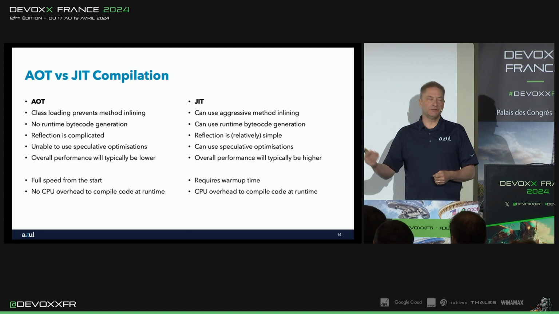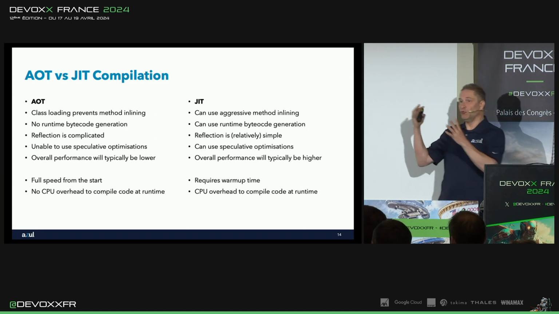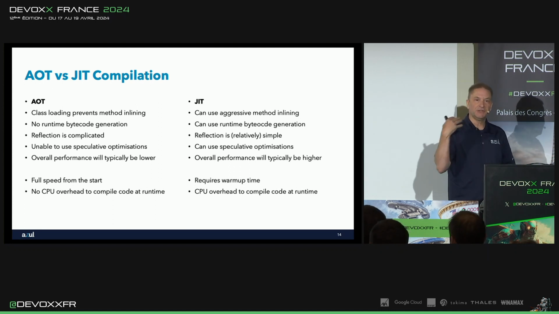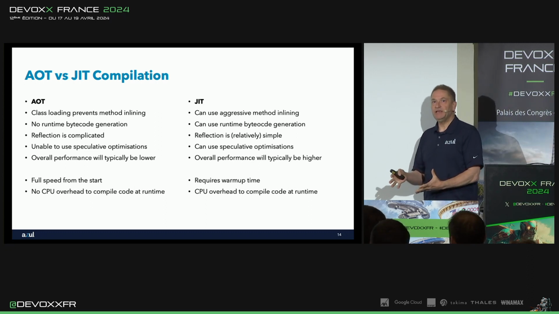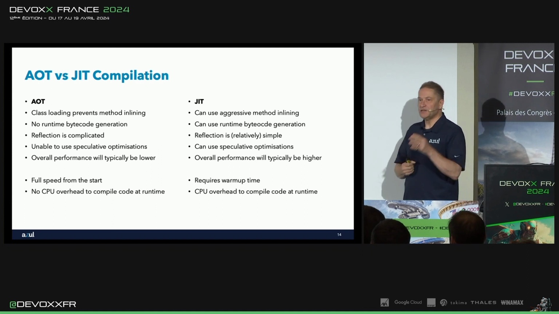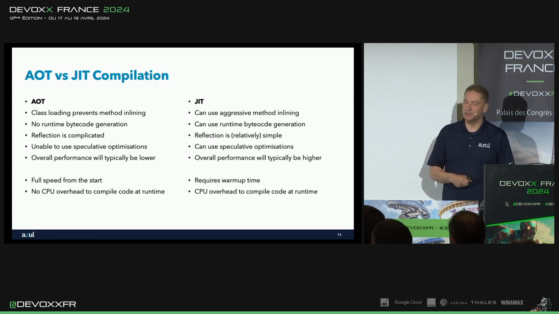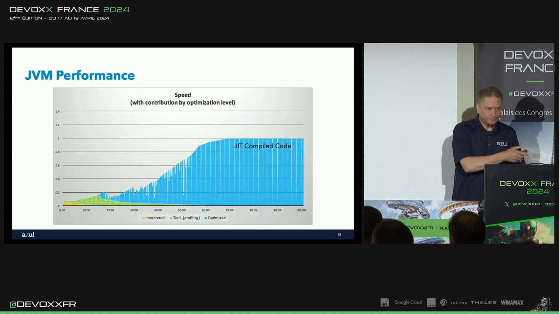JIT is the opposite of that. So you can use aggressive method inlining and other optimizations. You can do dynamic bytecode generation. You can do reflection in a relatively simple way. I don't think anybody describes reflection as simple, but you can do it in a simpler way than you can with ahead of time. You can use speculative optimization, and I always have to add the caveat, typically the performance you get will be better because of these speculative optimizations. But you require warm-up, and you require the use of the CPU.